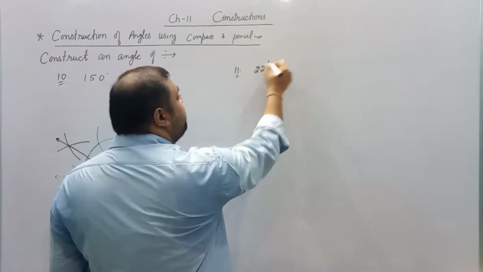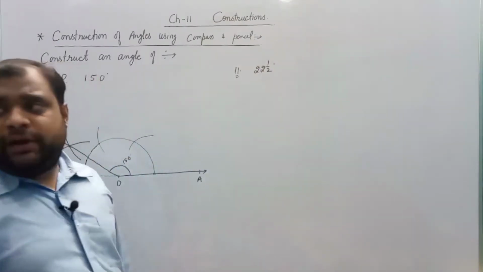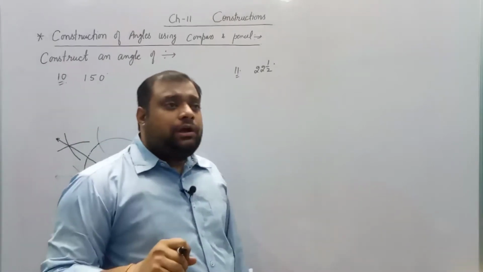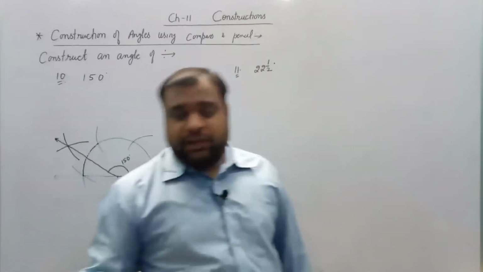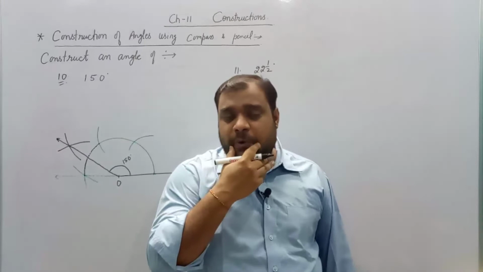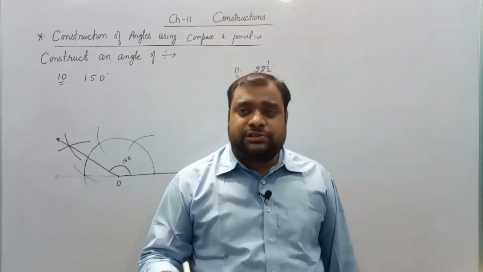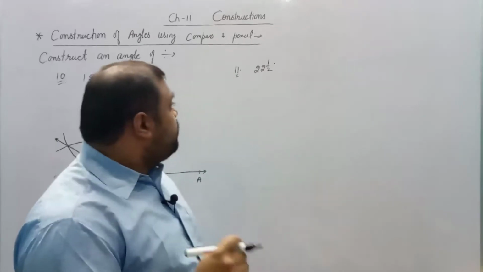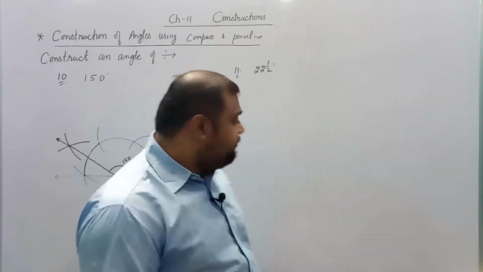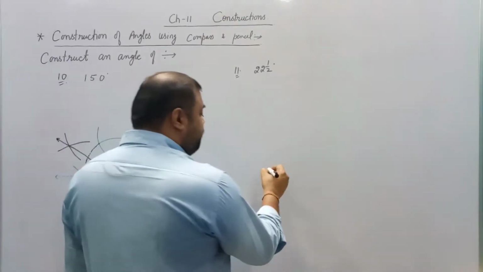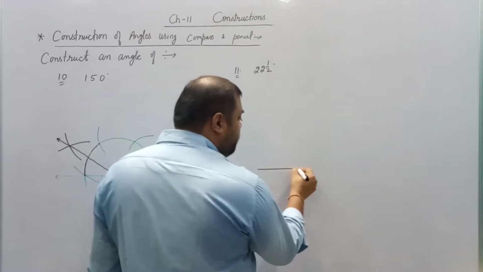22 and half degrees. 22 and half degrees is डबल ऑफ 22 एंड हाफ. ठीक है, अगर हम 22 एंड हाफ का डबल करें तो क्या होगा? 45 डिग्रीज. सो बाइसेक्टर ऑफ 45 इज 22 एंड हाफ. टू कंस्ट्रक्ट एन एंगल ऑफ 22 एंड हाफ डिग्रीज, फर्स्ट वी हैव टू कंस्ट्रक्ट एन एंगल ऑफ 90 डिग्रीज.